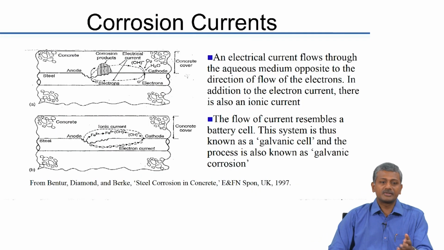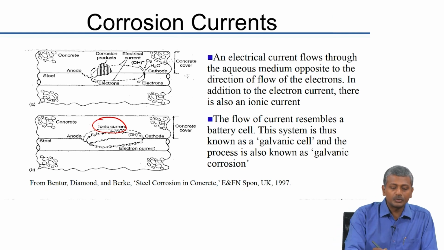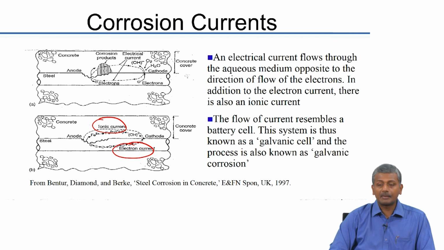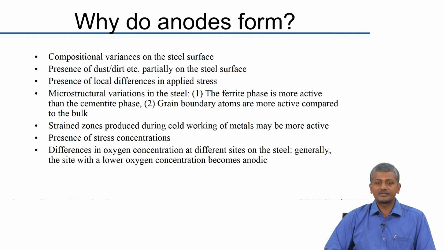Before we see that, of course, this is again a depiction of your galvanic cell which is showing the ionic current through the electrolyte and the electron current happening through the concrete, through the steel. So, that is why it resembles more of a galvanic cell, and this process is called a galvanic corrosion process. So, why do anodes form on the surface of the steel?